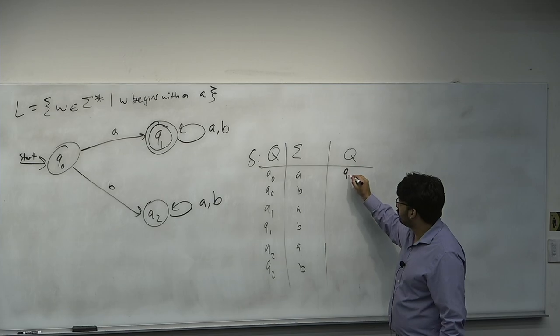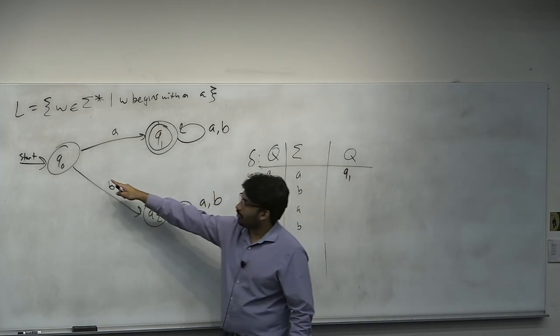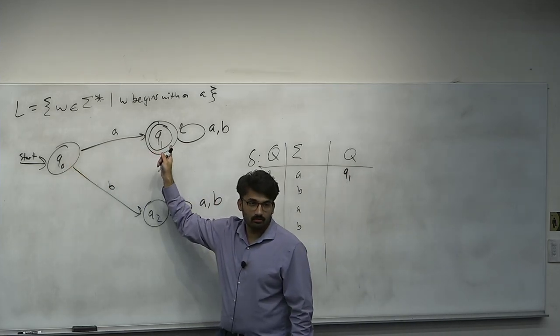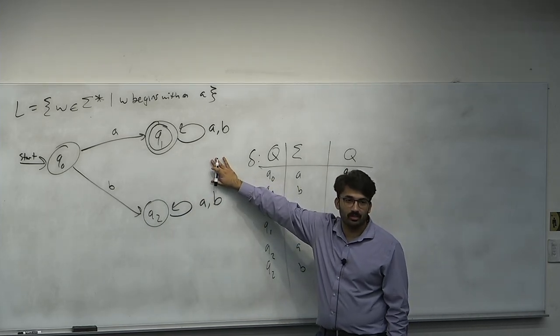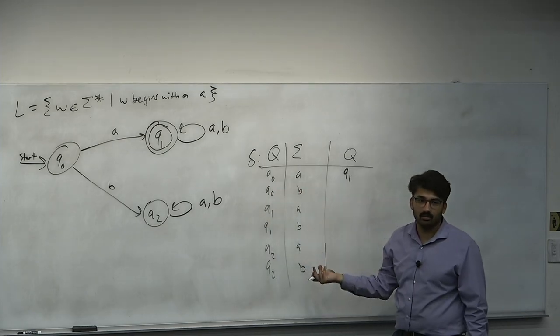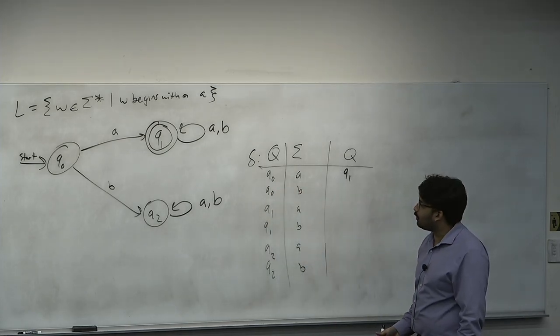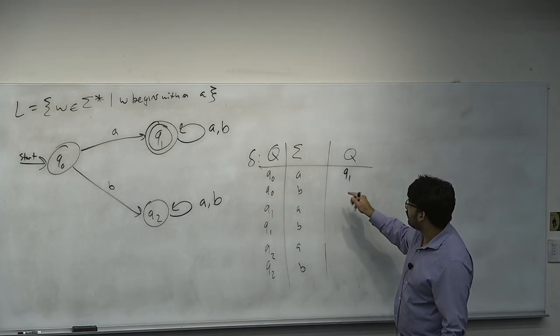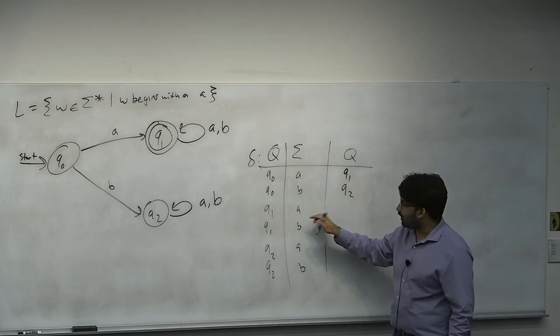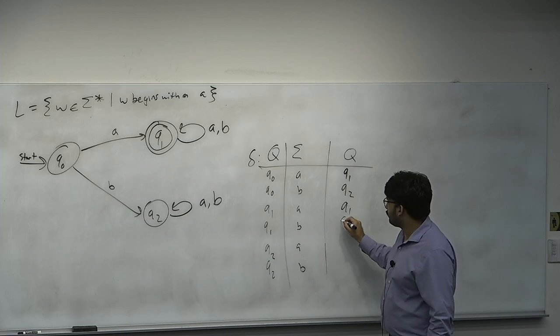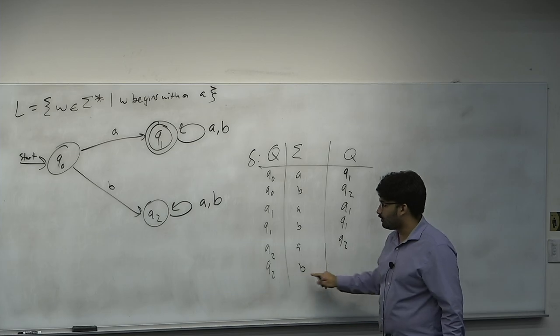Q1. You're at Q0. You see an A, you go to Q1, right? This is just a nice way to represent a DFA, but formally it's this table thing, right? If we were to fill in the rest of the table, what would we do? Q0B would be Q2. Q1A would be? Yeah. Q1B would be? Q2A would be? Q2. And Q2B would be?